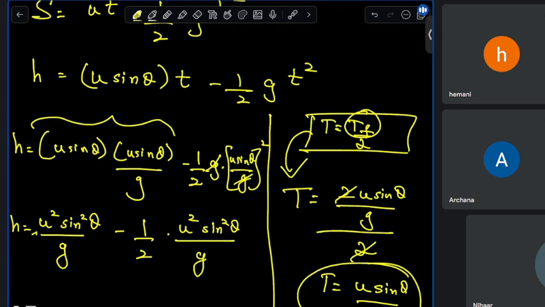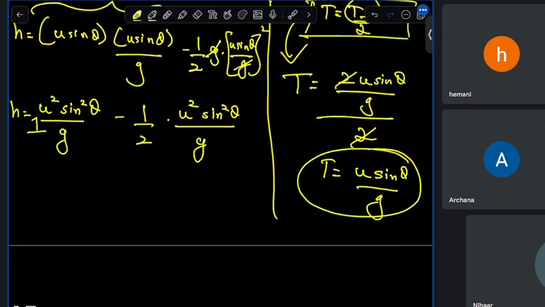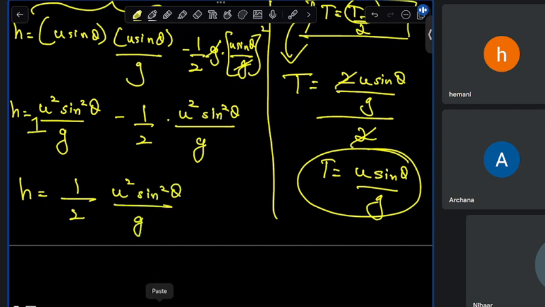In the first part, there is no number, which means by default it is 1. You tell me what is 1 minus 1 by 2. What is 1 minus half? The answer is half. So therefore, H is equal to half. Copy the letters as it is. Don't change. U square sine square theta by G. If you're not comfortable with this, you will write it as U square sine square theta divided by 2G. That's all. But here, more math is involved.